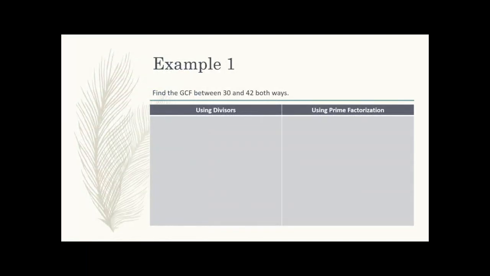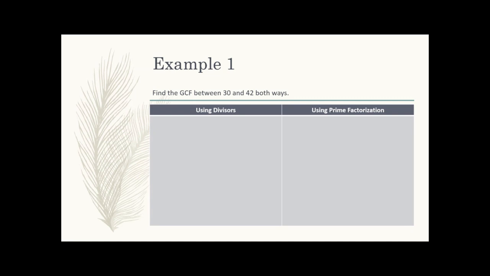So my first example, we're going to do this both ways so that you can see both ways and you can kind of choose whichever one you like. So we're going to find the greatest common factor between 30 and 42. So we're looking for the largest number that I can divide out of 30 and 42.